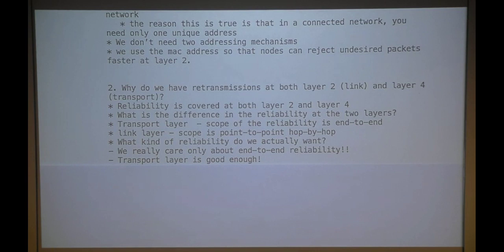Because it is in between, it's not end-to-end. We only know that if we go from node A to node B, say we want to send from A to C, we only know that it goes to B, but we're not sure that B will send it to C. So let's do this.